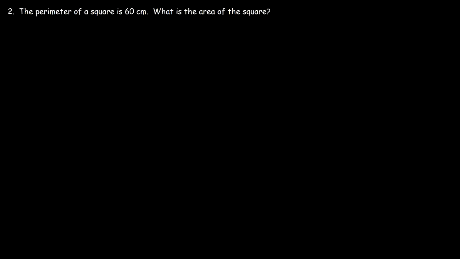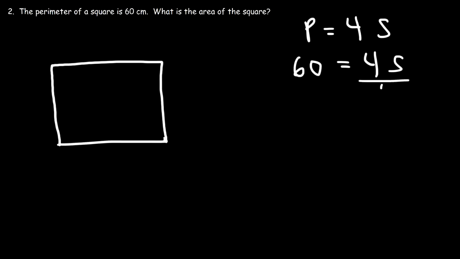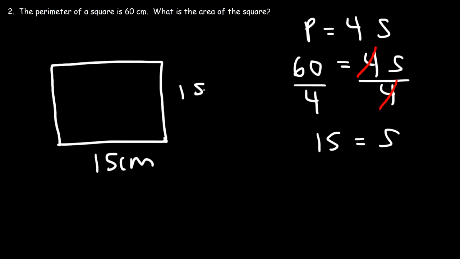The perimeter of a square is 60 centimeters. What is the area of the square? So how can we find the area if we're given the perimeter? So first, remember that the perimeter is 4 times the side length. So if the perimeter is 60, we could easily solve for the side length. We just got to divide both sides by 4. And so 60 divided by 4 is 15. So therefore, the side length of the square is 15 centimeters all around.